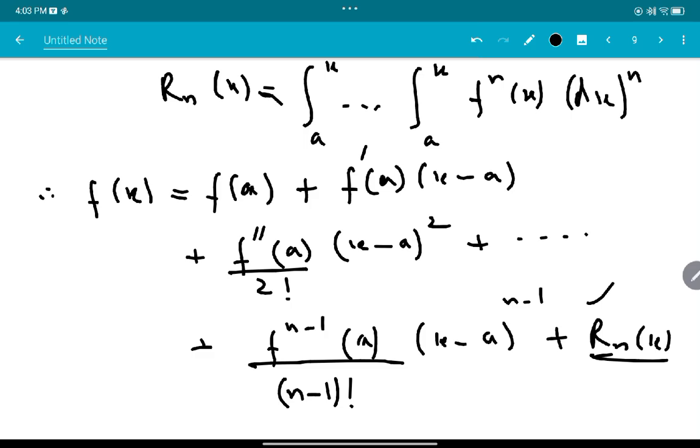There are some questions that will naturally come up. For example, if we have an infinite series, does it converge? And more, for example, about this R n x, what to do with this remainder? How can we handle it? This will be my topic in the next video.